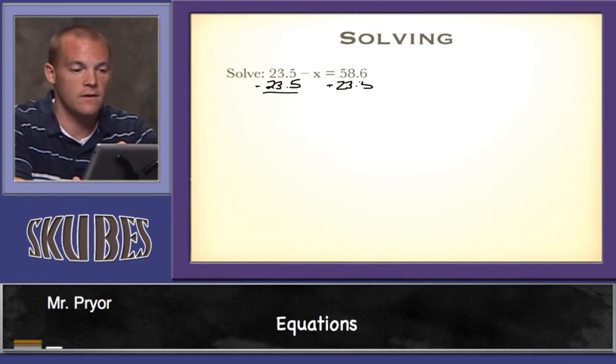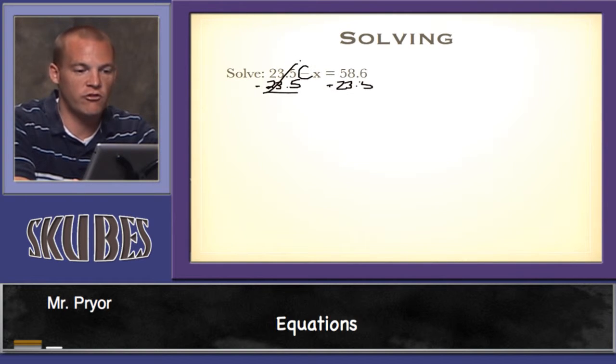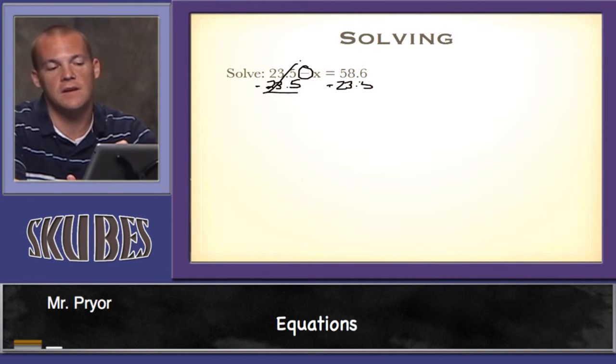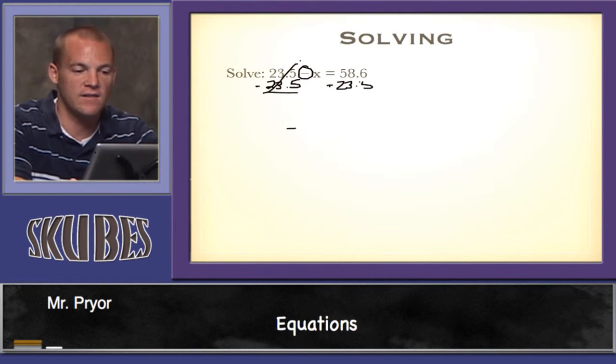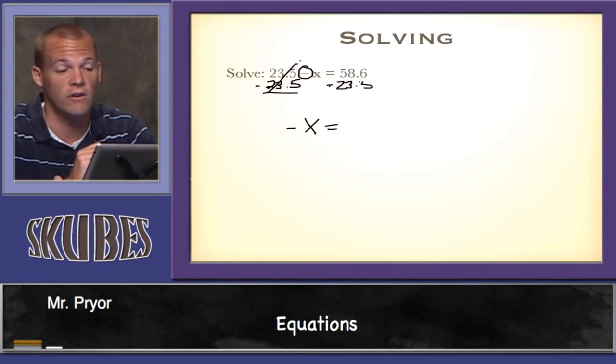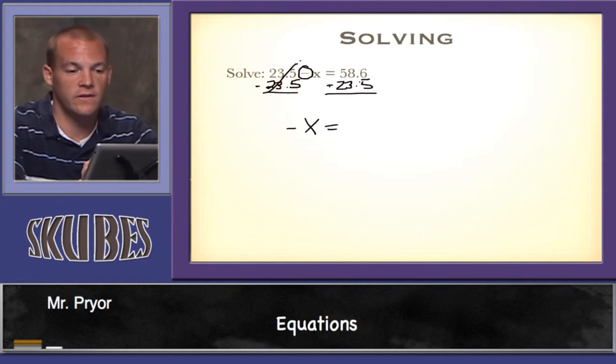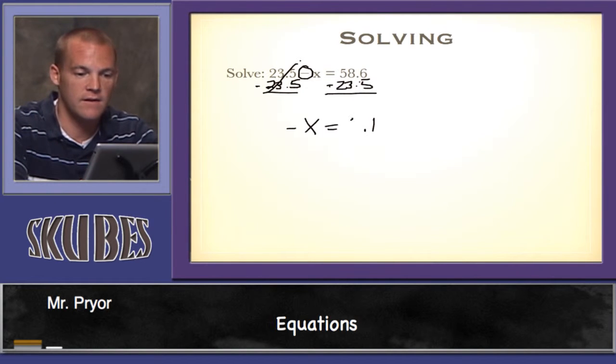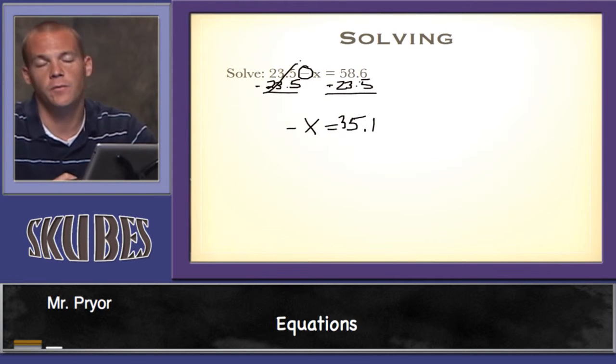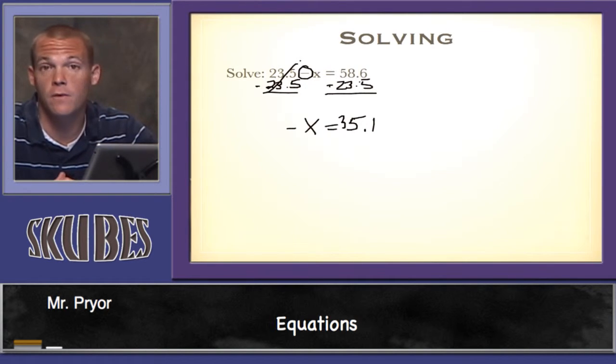All right, so in doing that, we cancel away our 23.5. Now the key to this one is making sure that you bring down that minus sign, because what that minus sign is actually saying is that our x is a negative. You can't just leave that up there. That can be a little tricky. And then of course we need to subtract here. So 6 minus 5 is going to be 1. Bring that decimal straight down. 8 minus 3 is 5. And 5 minus 2 is 3. So you see, at this point, we have negative x equals 35.1.